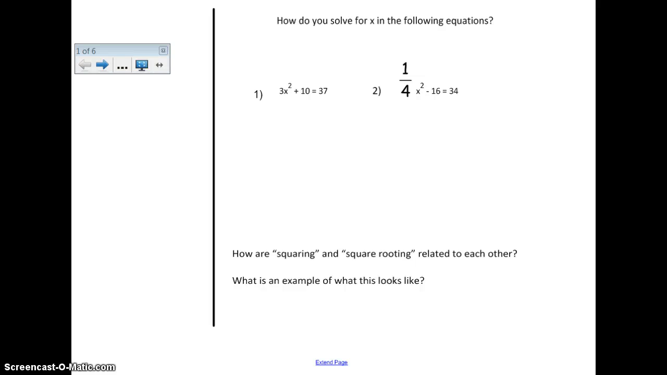Algebra 2, this is Unit 6, Day 4, solving radical equations. The first question we have up here says, how do you solve for x in the following equations? If you look at equations 1 and 2, they both have an x squared, and the whole idea is to find x. So first you want to isolate the x squared.